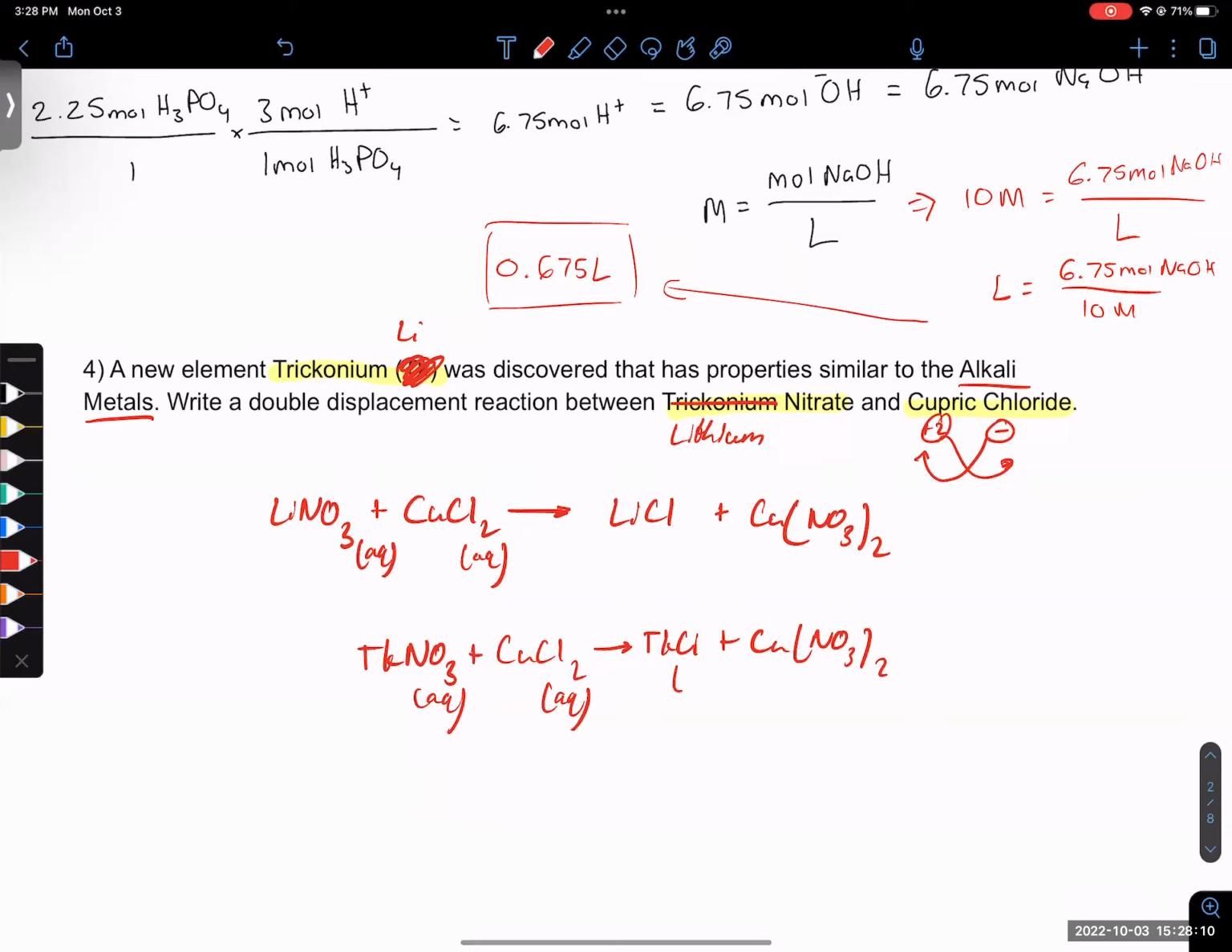What about lithium chloride? Is it aqueous, solid? What do we think? Solid. I think aqueous. Aqueous, exactly. Because lithium is your group 1 and then chloride, right, is soluble. So yeah, it's aqueous. Now, what about copper 2 nitrate? Aqueous, exactly, because nitrates are always soluble. So yeah, everything's aqueous here. So that's your double displacement reaction.